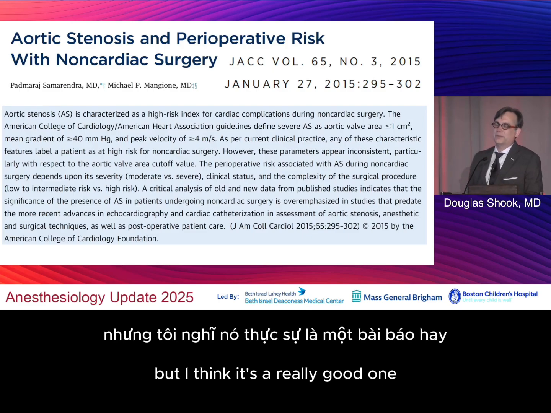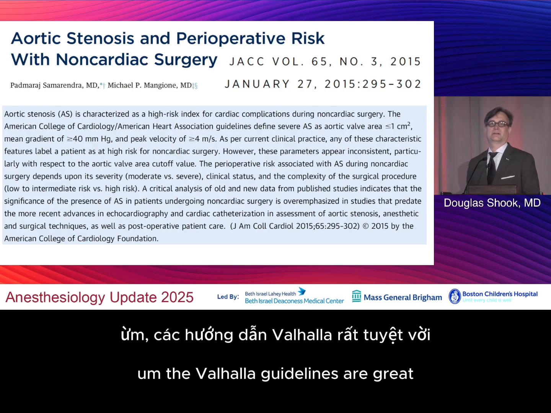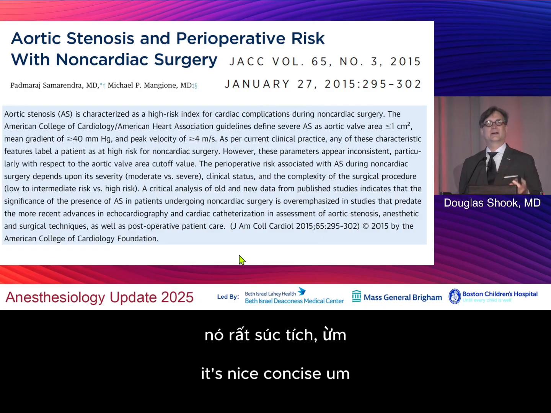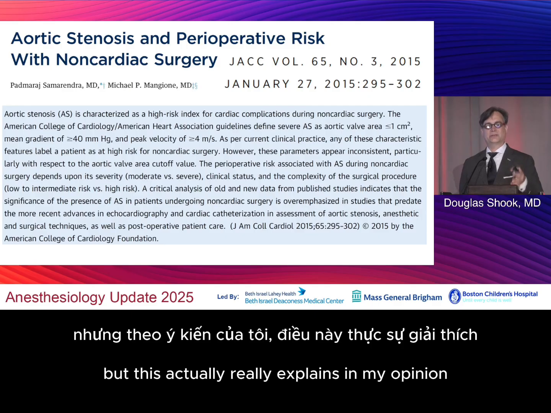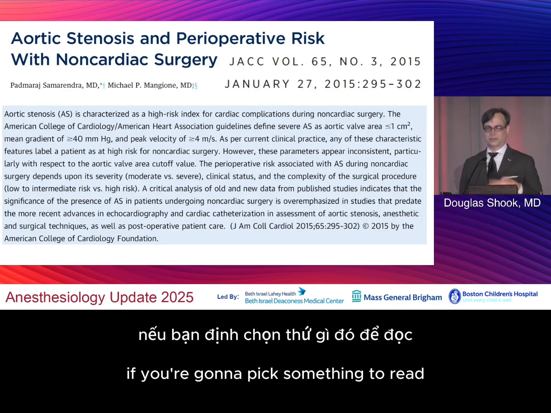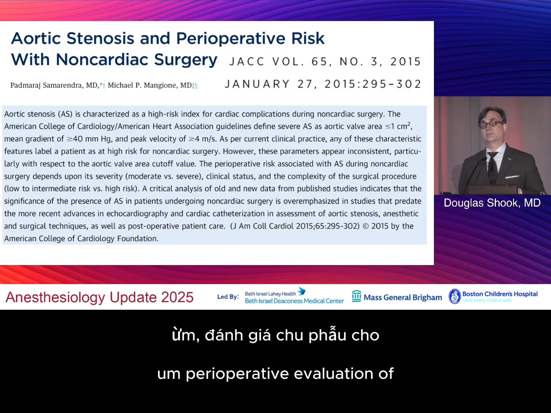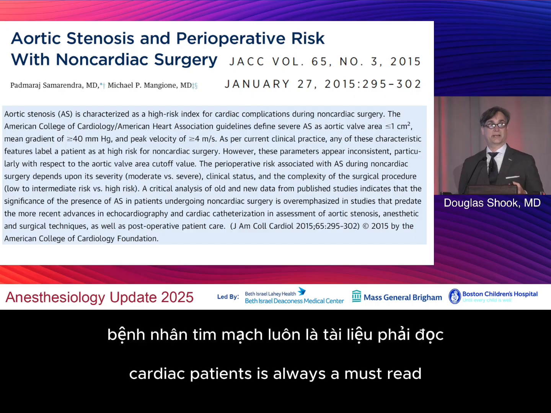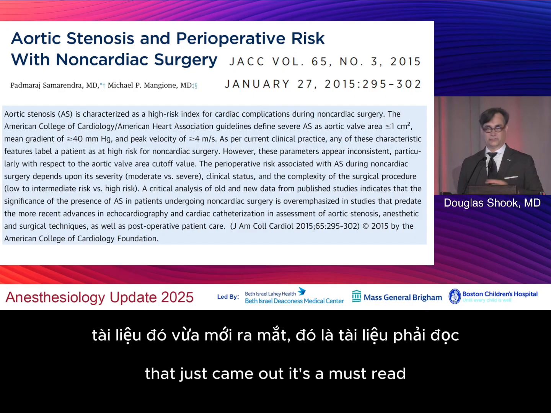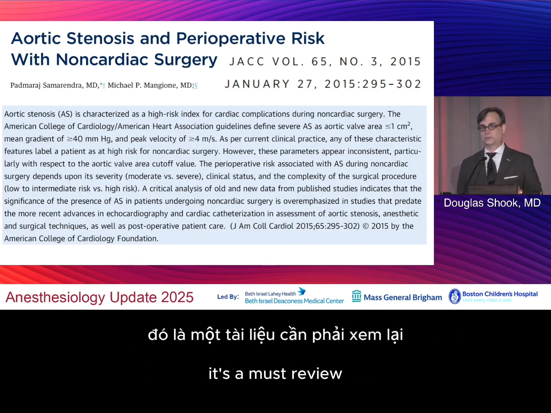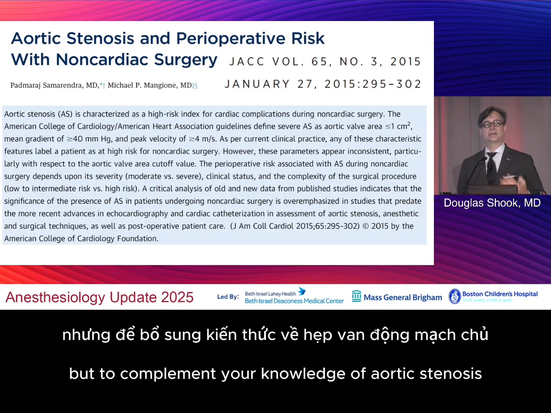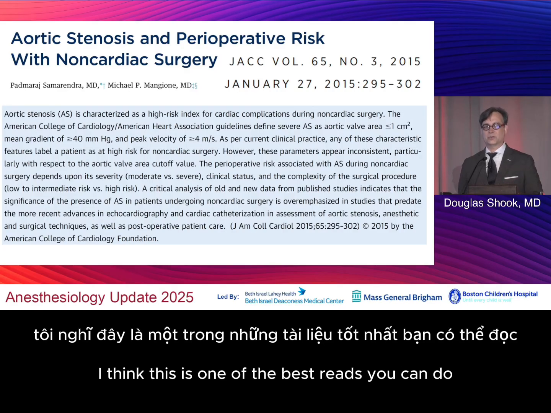So this is an older paper, but I think it's a really good one. The valve heart guidelines are great. It's nice, concise. But this actually really explains, in my opinion, the decision making. If you're going to pick something to read, I'd read the new 2024 perioperative evaluation of cardiac patients. It's always a must read. That just came out. It's a must review. But to complement your knowledge of aortic stenosis, I think this is one of the best reads you can do.